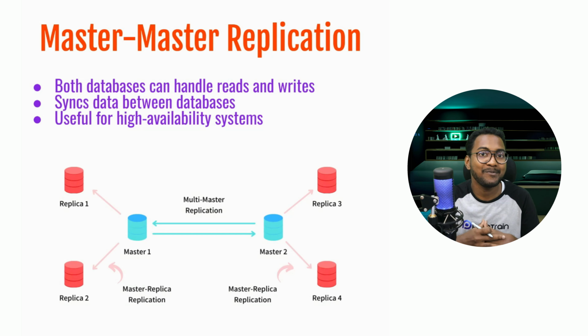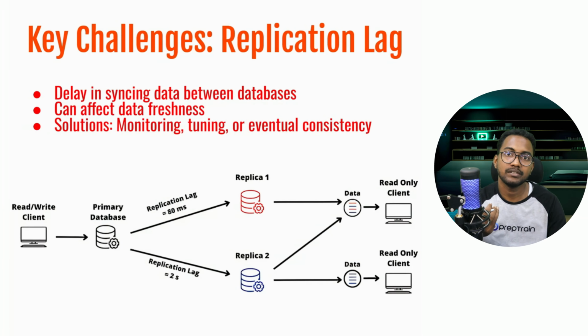Alright, now that we have covered the basics of master-slave replication, let's move on to some of the key challenges that engineers face, starting with replication lag. One of the biggest challenges in database replication is something called replication lag. So what exactly is this? It refers to the delay that occurs when a replica database, whether it's a slave or another master, falls behind the primary database in terms of updates. So essentially, the replica isn't processing changes as quickly as they are being made on the primary database. This can lead to situations where users accessing the replica will see outdated data.